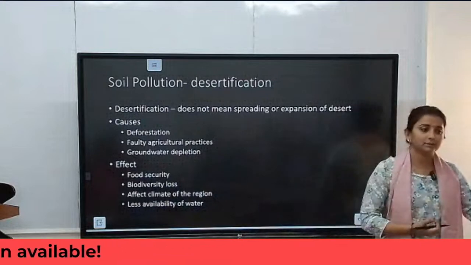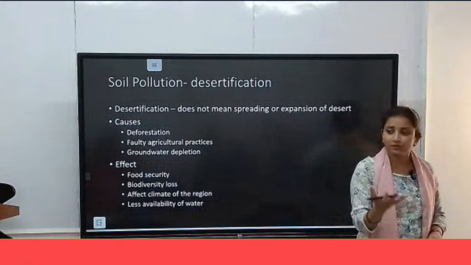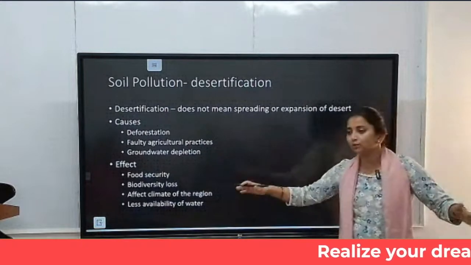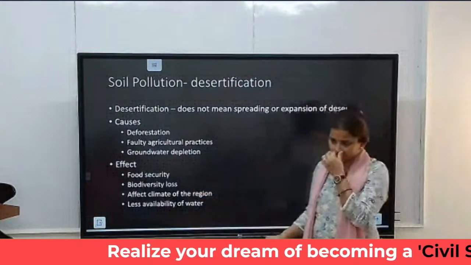If we are excessively extracting groundwater or keeping land barren, we are allowing the land to get heated excessively, right? Excessive heating increases the overall temperature of the region. And there is less availability of water because of excessive groundwater extraction.